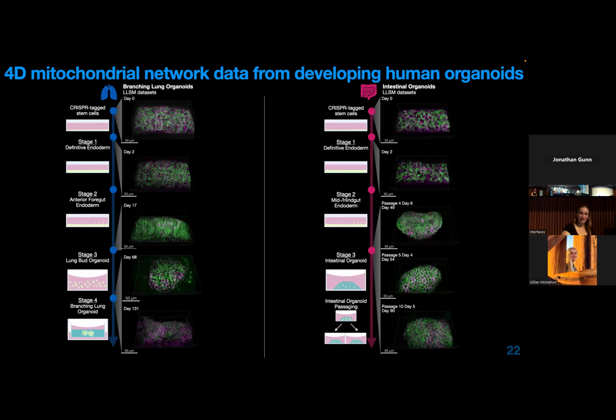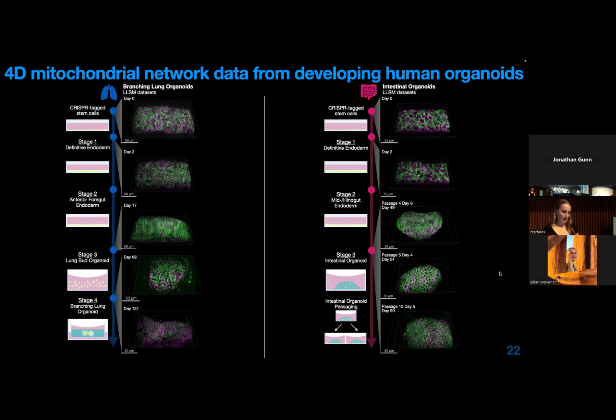I imaged for each of our developmental time points, and here's some representative data from these time points. So we have our stem cells, we have our definitive endoderm, we have our young to more mature lung organoids, young to more mature intestinal organoids, although more mature can be argued because it's continually proliferating.